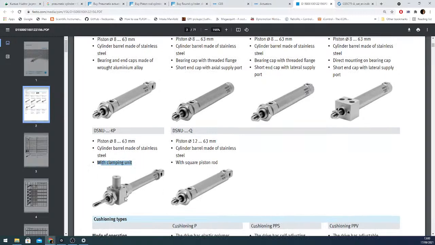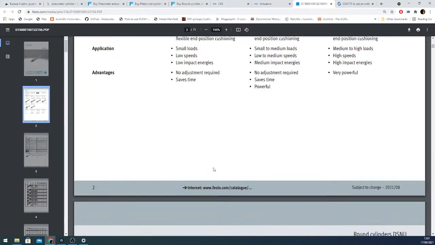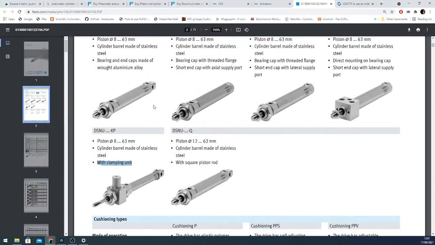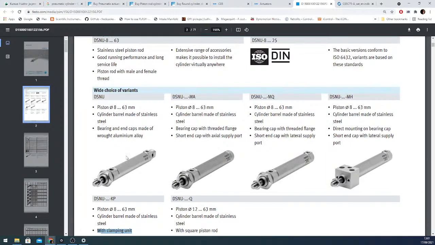Clamping unit basically means that it has a brake, so it kind of clamps the piston rod so it cannot move anymore. It's like a brake on, for example, if we talk about bicycles, we have bicycle brakes. It's kind of like braking the piston rod so it cannot move. Okay. So there are different options for choosing the cylinder, but the most basic one, of course, is the first one, the DSNU model here.